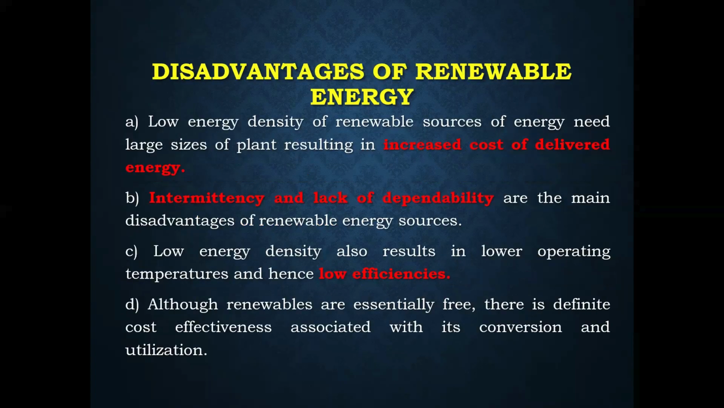Now, every source will have its own limitations. Low energy density, in the sense, needs a large size of plant. No one asked me a question about energy density. So first tell me, what is density?